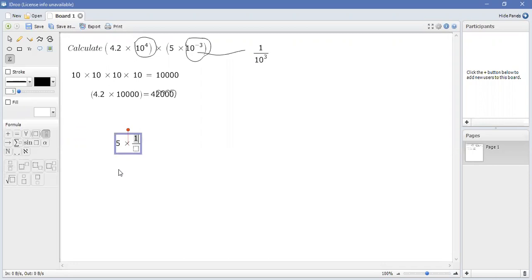1/10 raised to the power of 3. Now 10 raised to the power of 3 is the same thing as what? Can somebody tell me? How much is it equal to? I just showed you what to do, so you must be able to tell me. 1,000. Thank you very much.